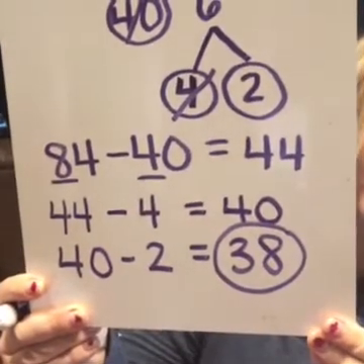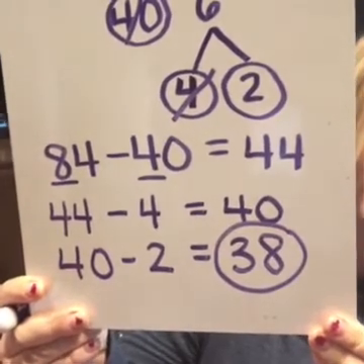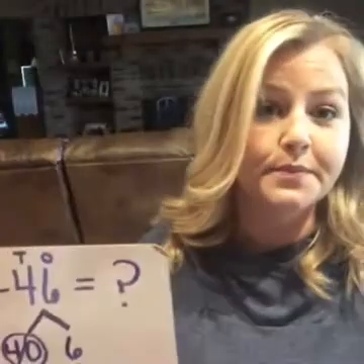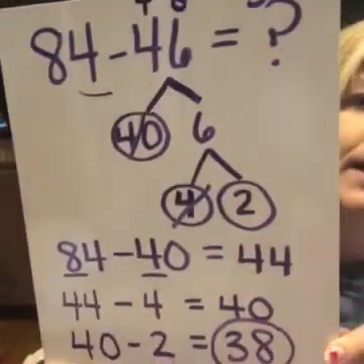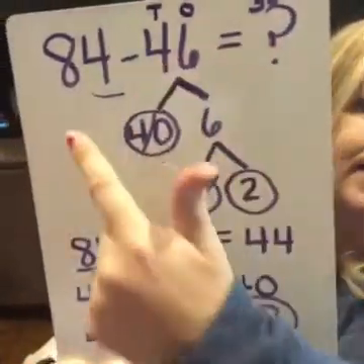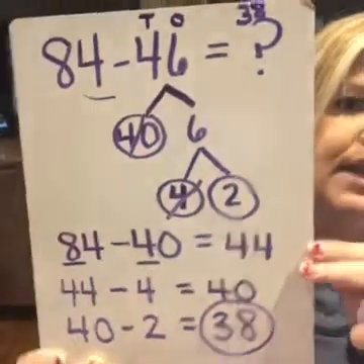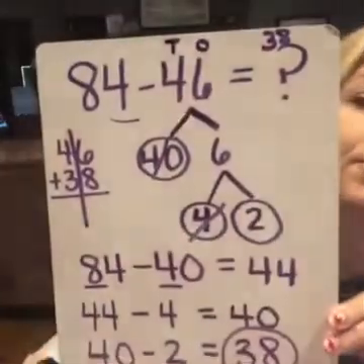Does anybody remember what I can do to check to see if my answer is correct? I could fill in the 38 there. What am I thinking? Okay, so now what I can do is I can add these two numbers together and I should get the whole. So I'm going to just take a little place over here to the side and I'm going to add those two together. So 46 plus 38, and because of fact families, that should give me 84 if I'm correct.